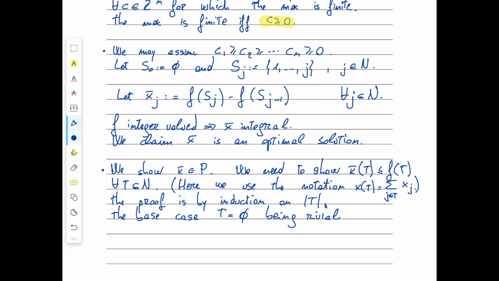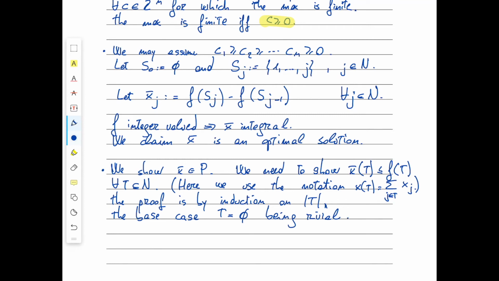It's because x bar of the empty set, on the left hand side of the inequality you have to show, is clearly 0 because we're summing no terms. And the right hand side is f of the empty set, which is 0 as well. So that's why the base case is trivial.